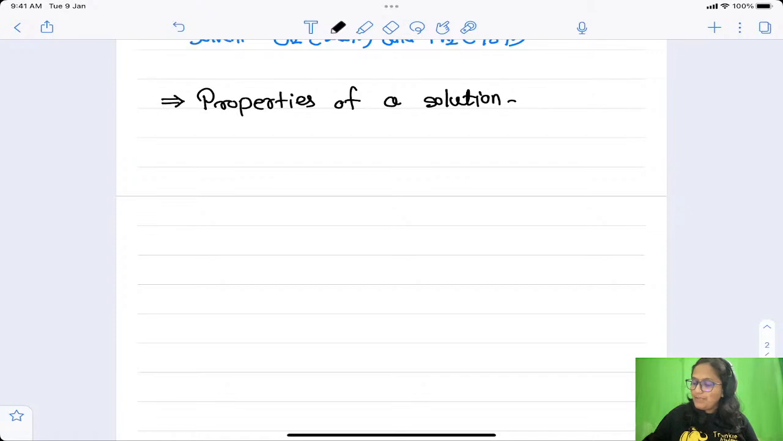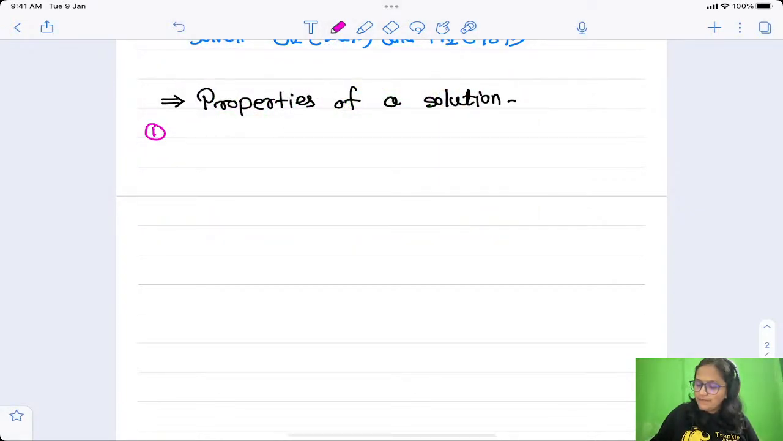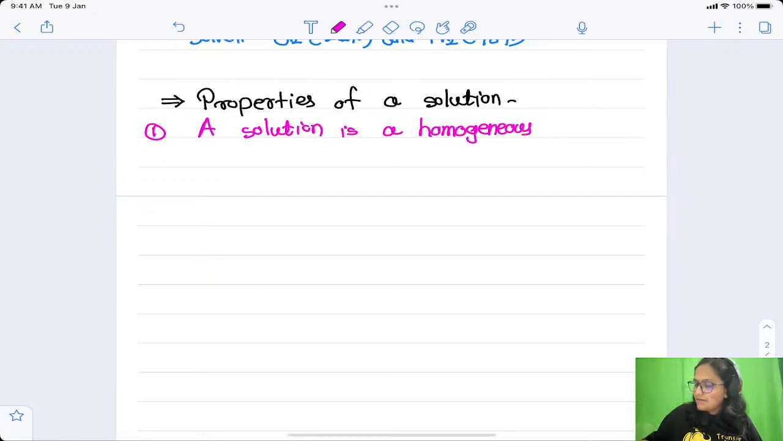So first property, one by one I'll write down all the properties. As we have already discussed, a solution is a homogeneous mixture. Solution is a homogeneous mixture. This is the first property.